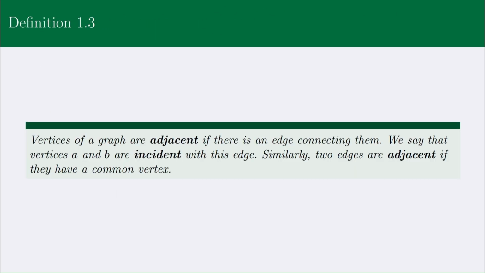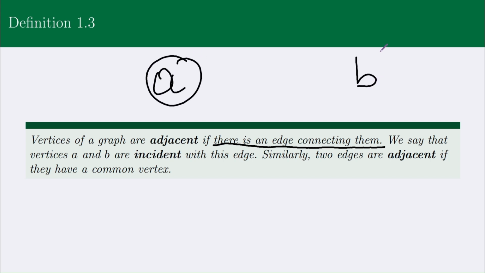Vertices of a graph are adjacent if there is an edge connecting them. We say that vertices A and B are incident with this edge. Similarly, two edges are adjacent if they have a common vertex. Okay, so vertices are adjacent if there is an edge connecting them. So vertex A here, vertex B here, there is an edge connecting them, so we can say that A and B are adjacent.